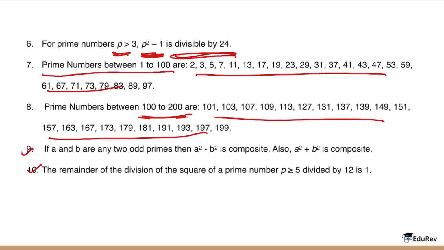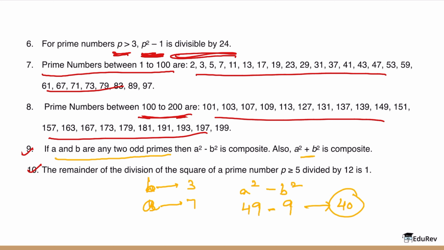What does it say? It says A and B are any two odd prime numbers. Suppose A is 3 and B is 7. Then A square minus B square has to be composite. Let's suppose 3 is B and 7 is A. So A square is 49 minus 9 is 40, and it's a composite number. And also A square plus B square has to be composite. So if I add these two, that is 49 plus 9, it has to be what? 58. It's also a composite number. Simple. So that means A square plus B square and A square minus B square both have to be composite.